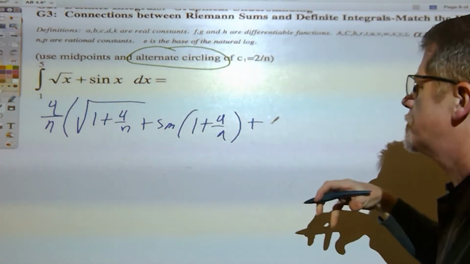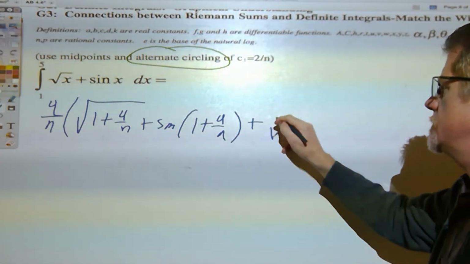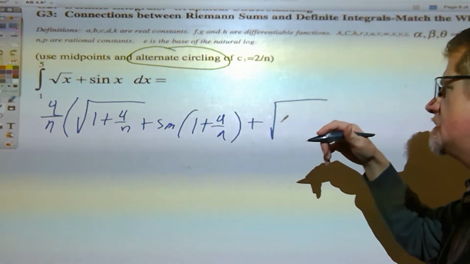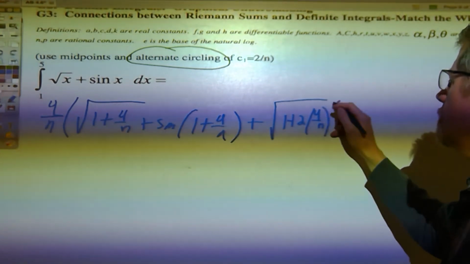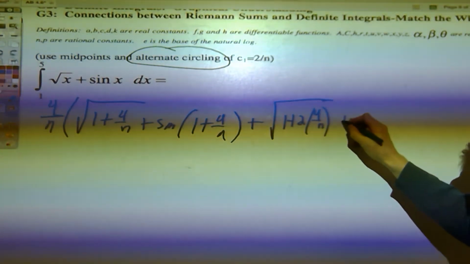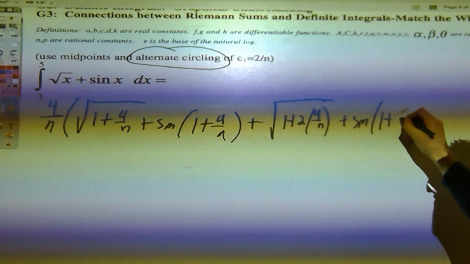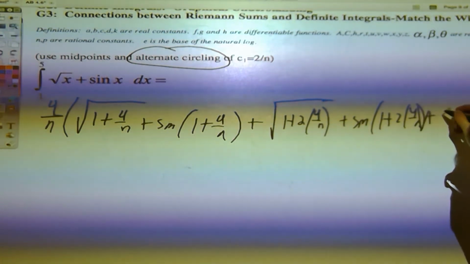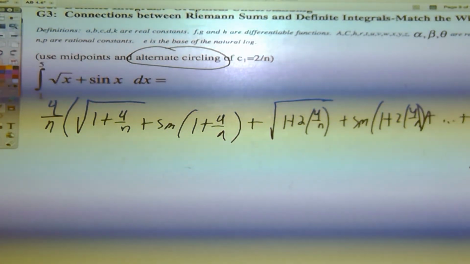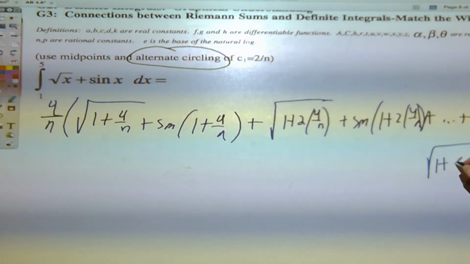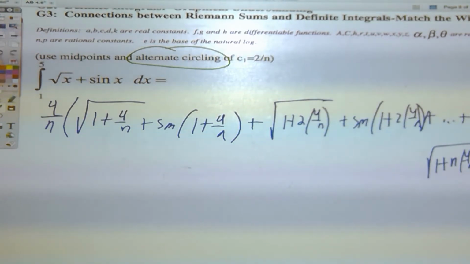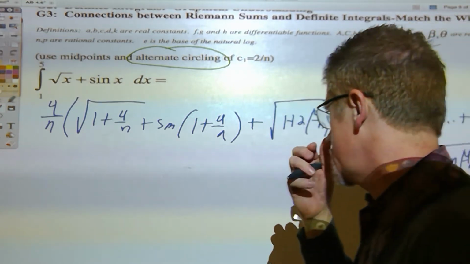plus the second pair of golf balls, well, the second pair of inputs is going to be 1 plus 2 times 4 over n, plus the sine of 1 plus 2 times 4 over n, plus dot, dot, dot. Then the last one is the square root of 1 plus n times 4 over n plus the sine of 1 plus n times 4 over n. What do we mean by an alternate circling?